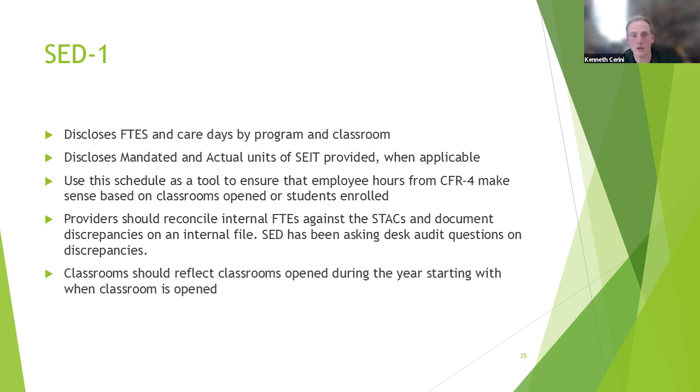One of the things that we use this for all the time, and we're going to talk about this more deeply when we get into the intermediate class that will be happening in March, is to ensure that employee hours make sense. If I've got 5 classrooms, I need 5 teachers. If I've got 5 classrooms with a ratio of 8:1:2, I need 10 teacher assistants. So you can use this to get a feel for whether the staffing patterns reflected on CFR 4 make sense.